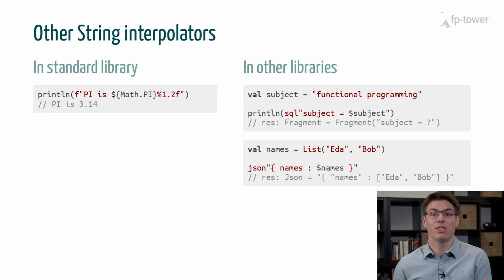There are a few other string interpolators. For example, in the standard library, the F string interpolator, which customizes how to print a floating point number. As we can see with pi here, we only display the first two numbers after the comma. And we can also define custom string interpolators, which is something mostly done by libraries to format an SQL query or a JSON document, for example.